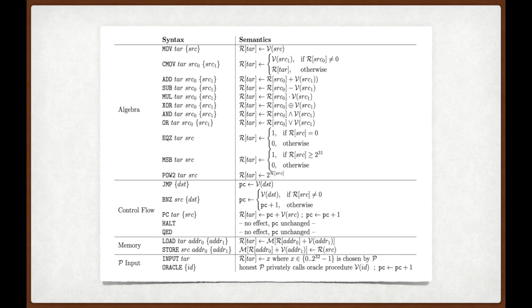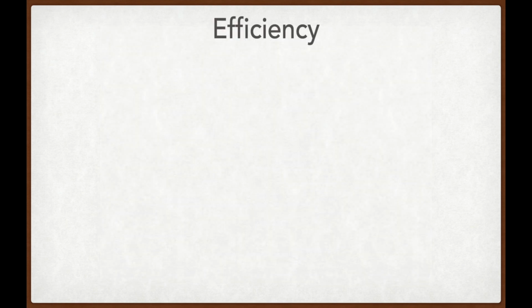When the oracle call occurs, the prover locally divides the two numbers and feeds the result back into the machine. The answer that the prover feeds back into the machine can be quickly checked using the algebraic instructions that are provided in our instruction set. I'd like to use my last few minutes to discuss the efficiency of our system.